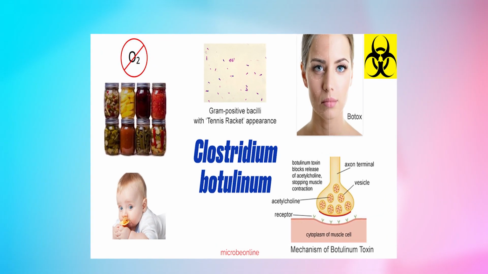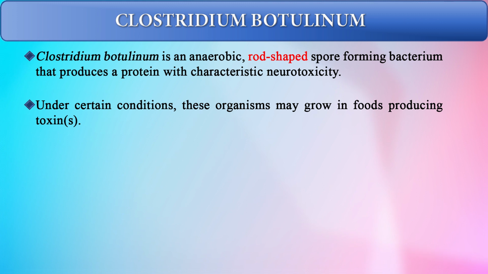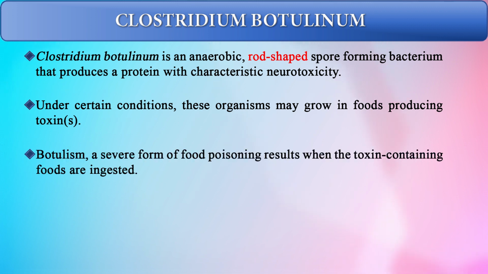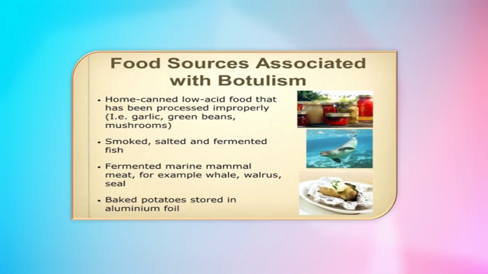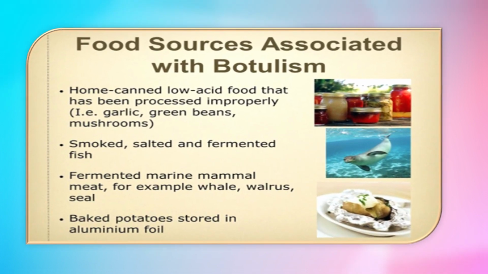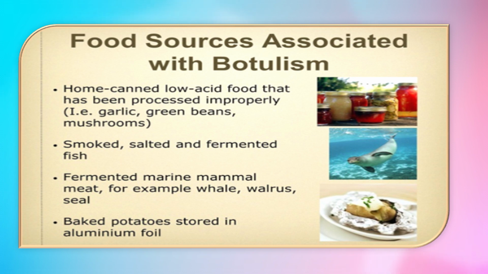Next is Clostridium botulinum. This is an anaerobic, rod-shaped, spore-forming bacteria. It produces a protein with characteristic neurotoxicity. Botulism is a severe form of food poisoning when ingested, and there are 7 distinct forms of botulinum toxin, A to G. It causes illness in mammals, birds and fish. The sources of botulism are smoked, salted and fermented fish, fermented marine mammals, and baked potatoes which are stored in aluminium foil.